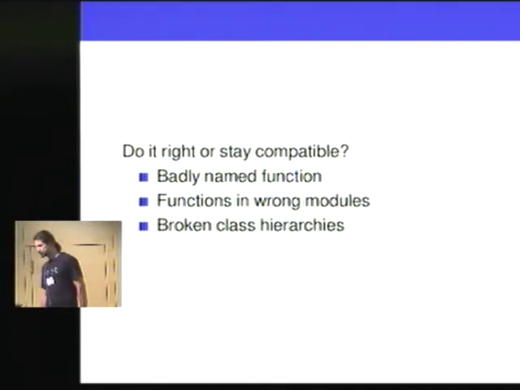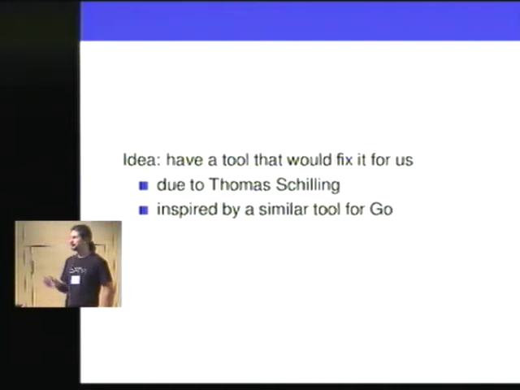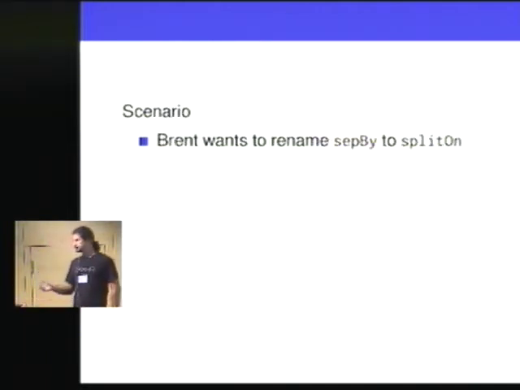So my suggestion, actually not mine, it was an original idea by Thomas, and the idea is pretty simple. We just write a tool that would automatically update existing code to match the new API. And this was inspired by a similar tool for the Go programming language. So there is already a precedent for that. An example scenario would be like this.